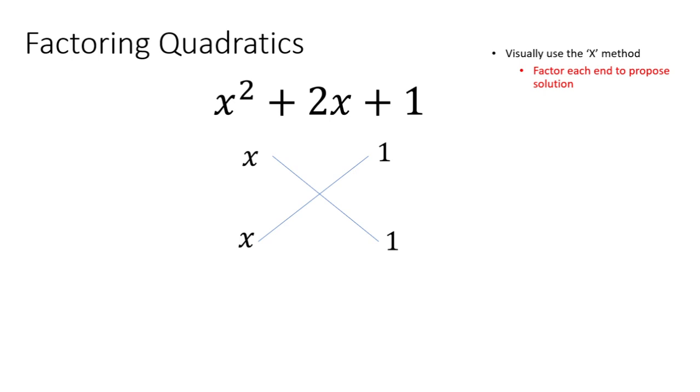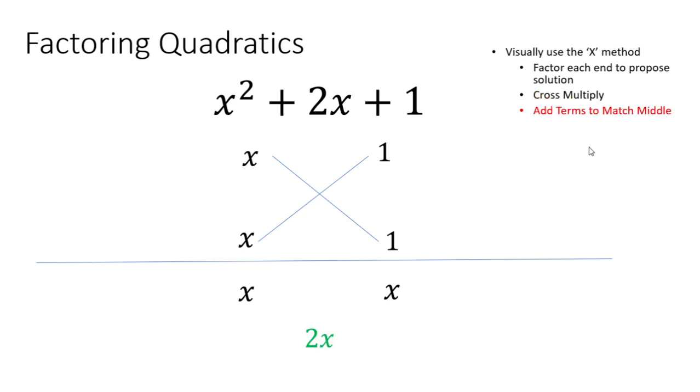Okay, so now what? The next step is we want to cross multiply. And so we want to cross multiply from top left to bottom right, so x times 1 is x, and then we want to cross multiply top right to bottom left. 1 times x is also x. The next step is to add the terms with the goal that they match the middle term.